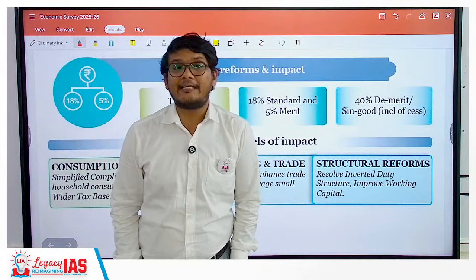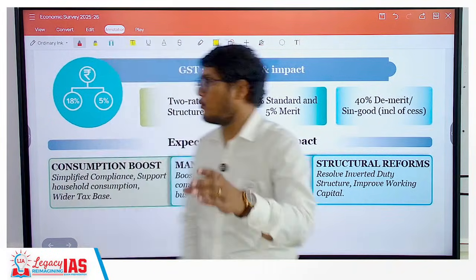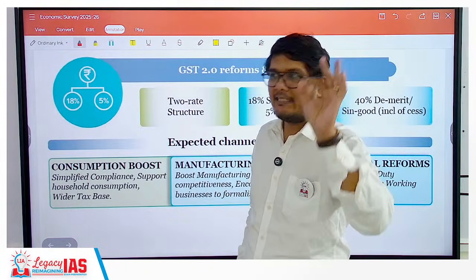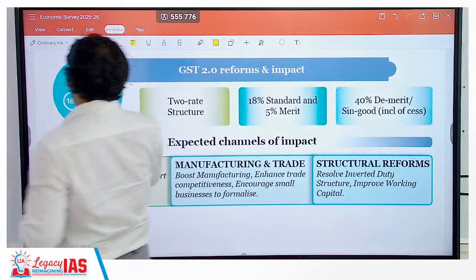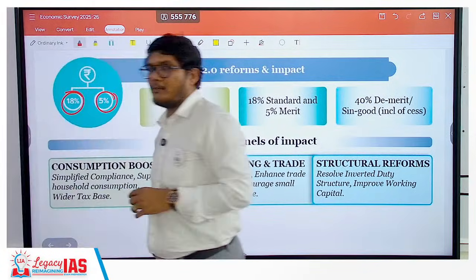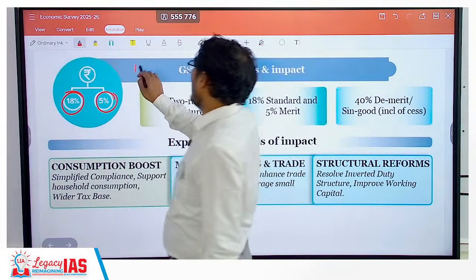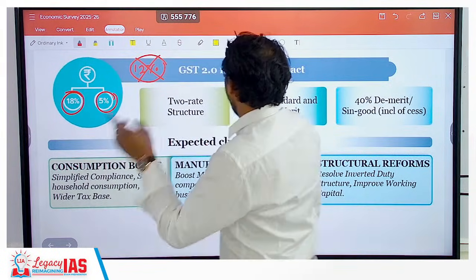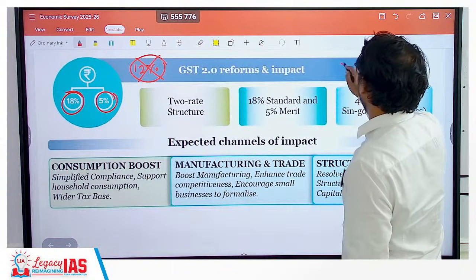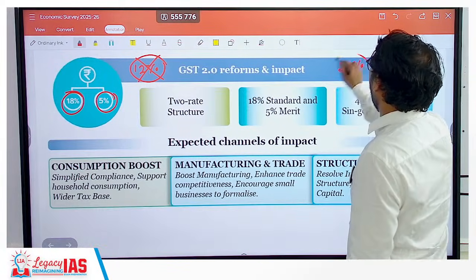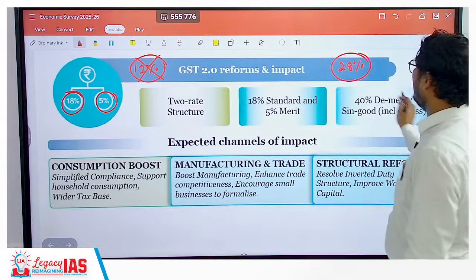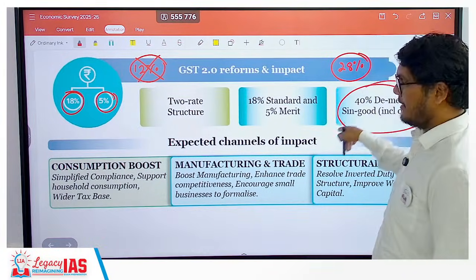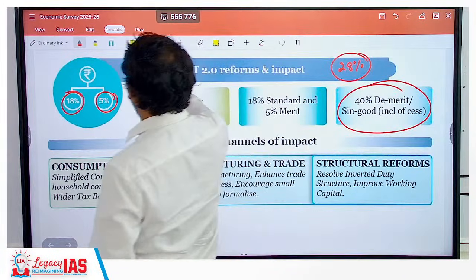So it is already in place. What has happened with respect to the GST 2.0 reform is that there are now two major GST tax slabs. One is 5%, the other is 18%. The 12% tax slab under GST has been done away with. However, the other thing that has happened is that the 28% tax slab on luxury and sin goods has been increased to 40% tax. So there they have increased it, but the 12% tax slab they have removed.